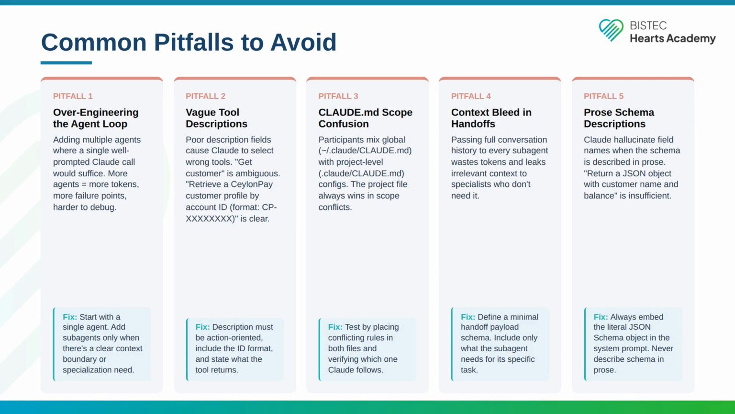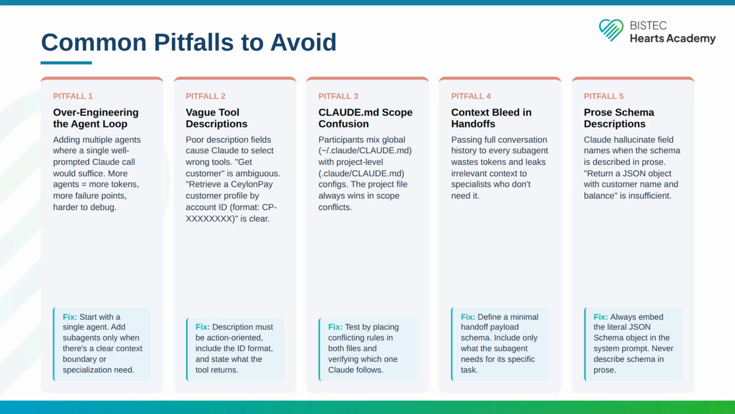Understanding what goes wrong in production agent architectures is as important as knowing the patterns that work. These 5 pitfalls account for the majority of failures seen in real Claude deployments. Over-engineering the agent loop is the most common mistake, especially for engineers coming from microservices backgrounds. The instinct is to decompose everything into specialized agents. But each agent boundary adds context overhead, increases failure surface area, and makes tracing harder.